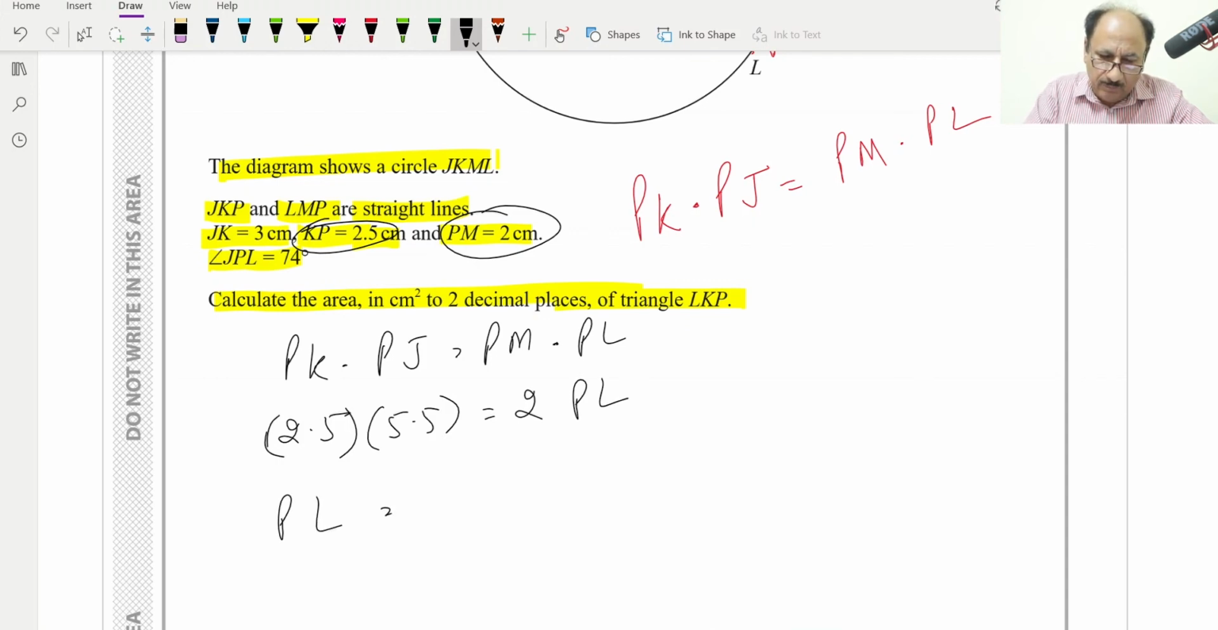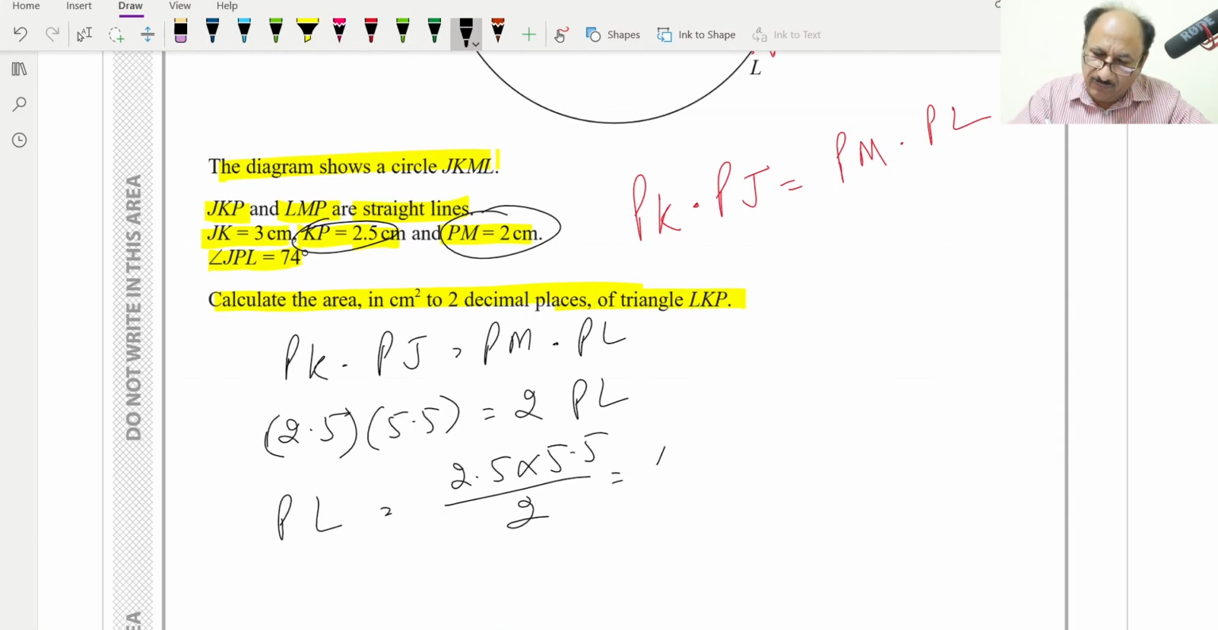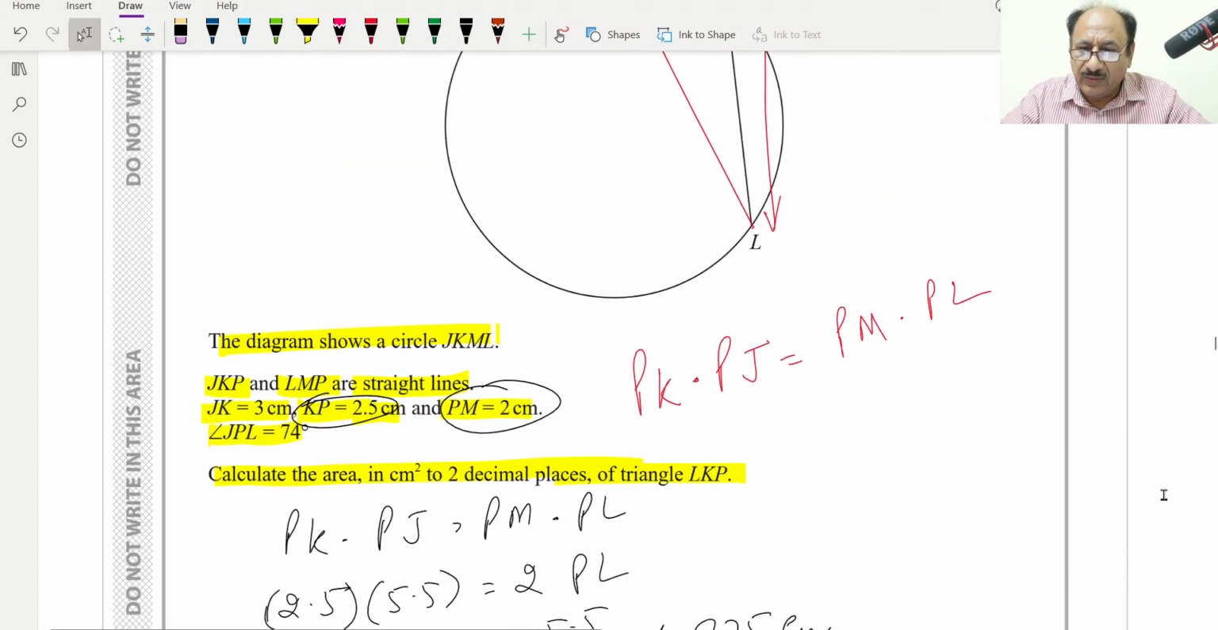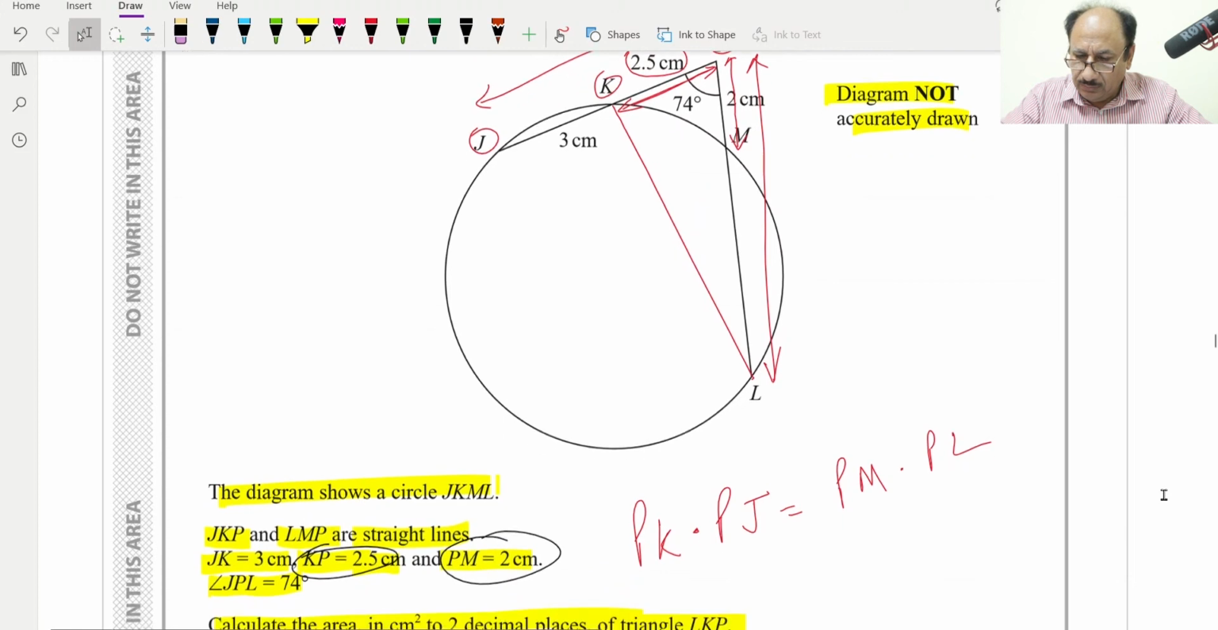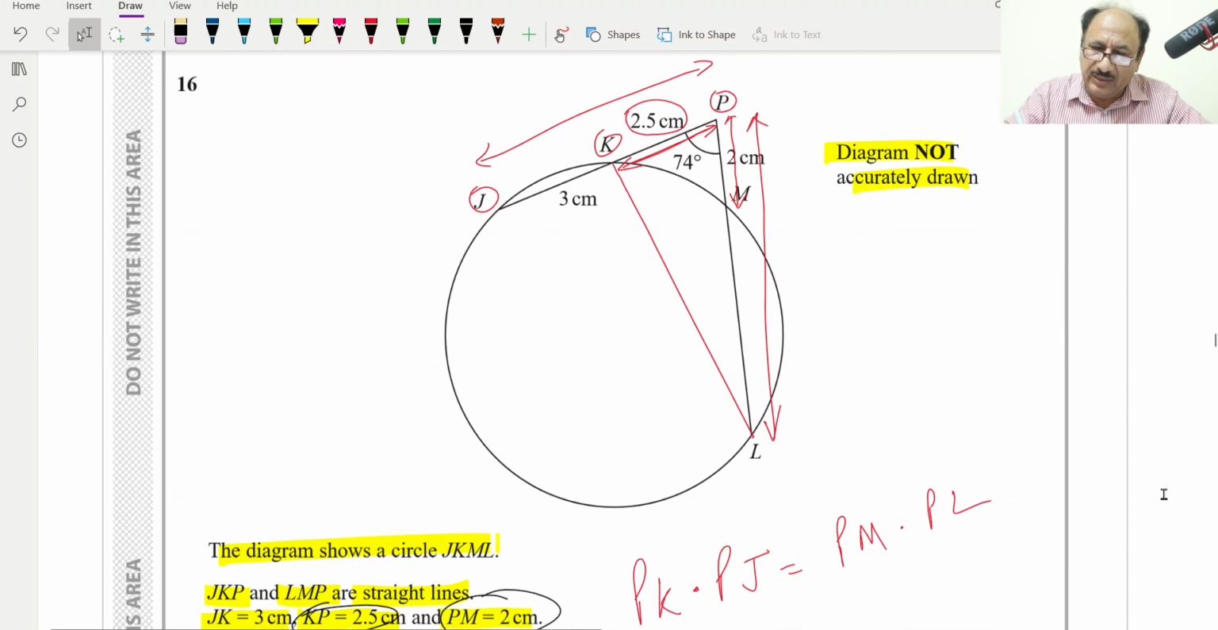PL is equal to 2.5 into 5.5 divided by 2, and this is equal to 6.875 centimeters, which we have calculated. This is PL. So PL is this length which we have calculated, 6.875 centimeters. This side we have calculated.